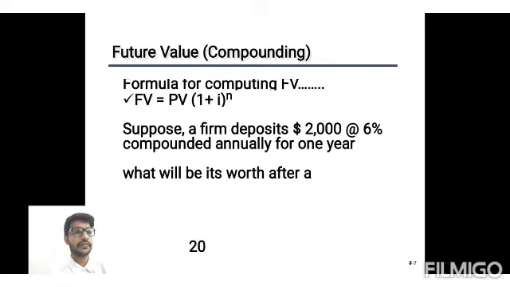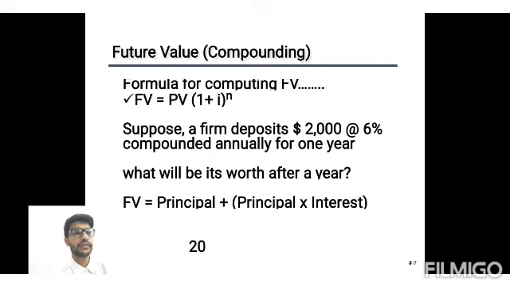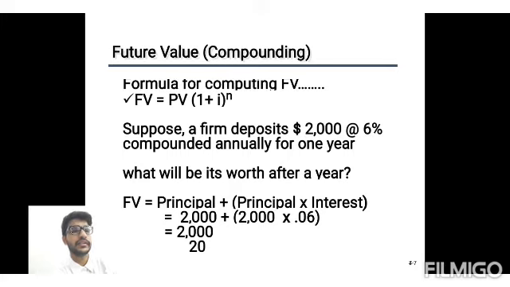Suppose a firm deposits 2000 at a rate of 6% compounding annually for 1 year. What will it be worth after 1 year? PV is the principal amount, 2000. So 2000 plus 2000 multiplied by 0.06 is equal to 2120.